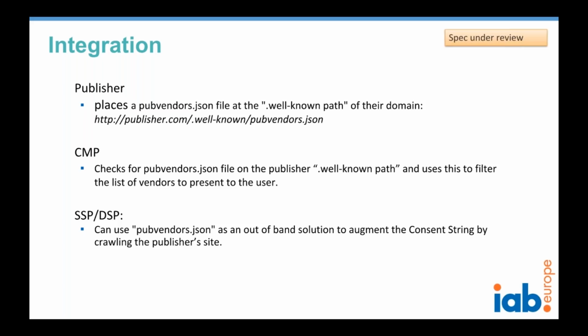And then SSPs, DSPs, or any other vendors, they use that file as an out-of-band solution to augment the consent string by crawling the publisher side. So the vendor goes, crawls the site, gets the information, I get a signal. The signal, one of the header information in the bit string, is actually the URL of the publisher domain. And then if we have a match, we can go look at, do we have a pub vendors file? Yes, I do. Is there anything that overrides anything from the global vendor list? Yes, it does. And so that's what's going to be now used for me as the vendor, if it applies.